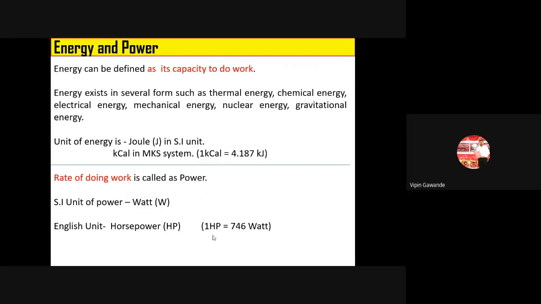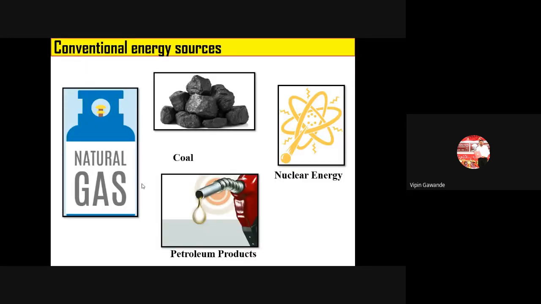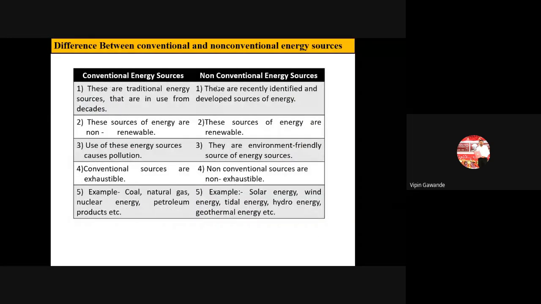We have defined energy and power in the last lecture. Then we have differentiated between the conventional energy sources and non-conventional energy sources. This question is very important because it was asked in the same examination last time.